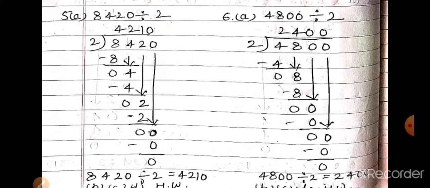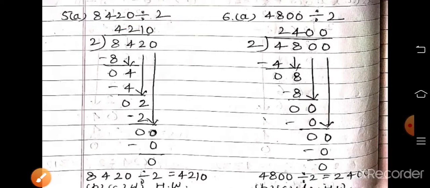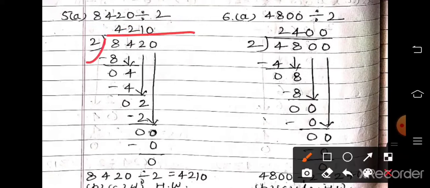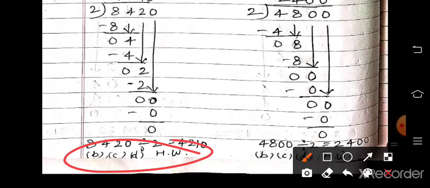Now question number 5. 8420 divided by 2. So write like this. First 2 4 ja 8, then 2 2 ja 4, then 2 1 ja 2, then 0 times. Okay, so answer is 4210. Okay, so here B, C, D is your homework.